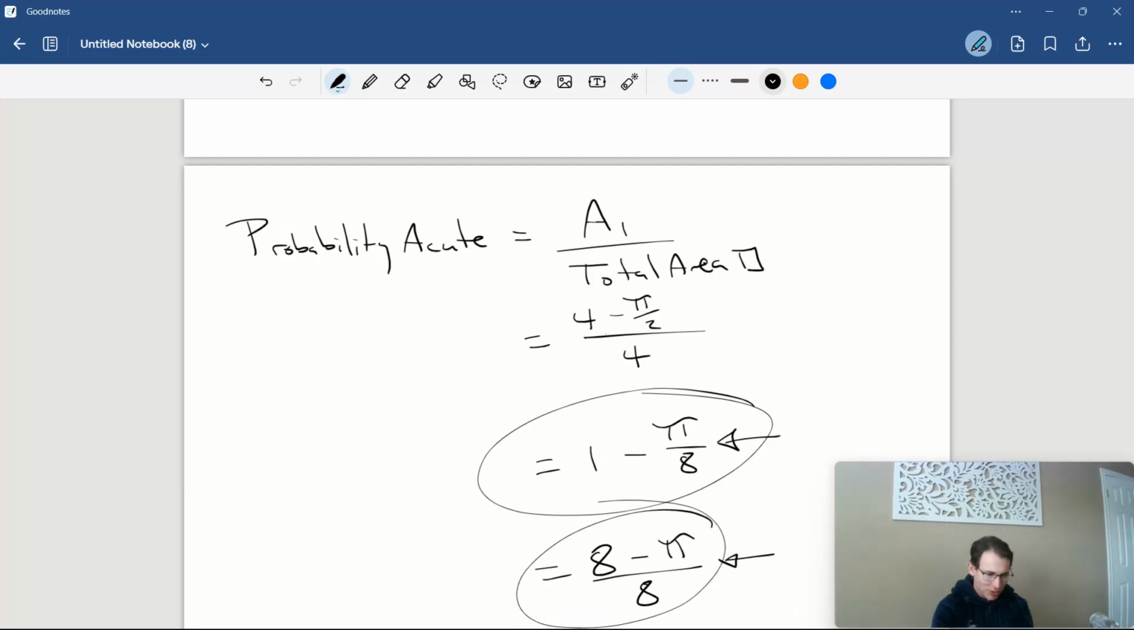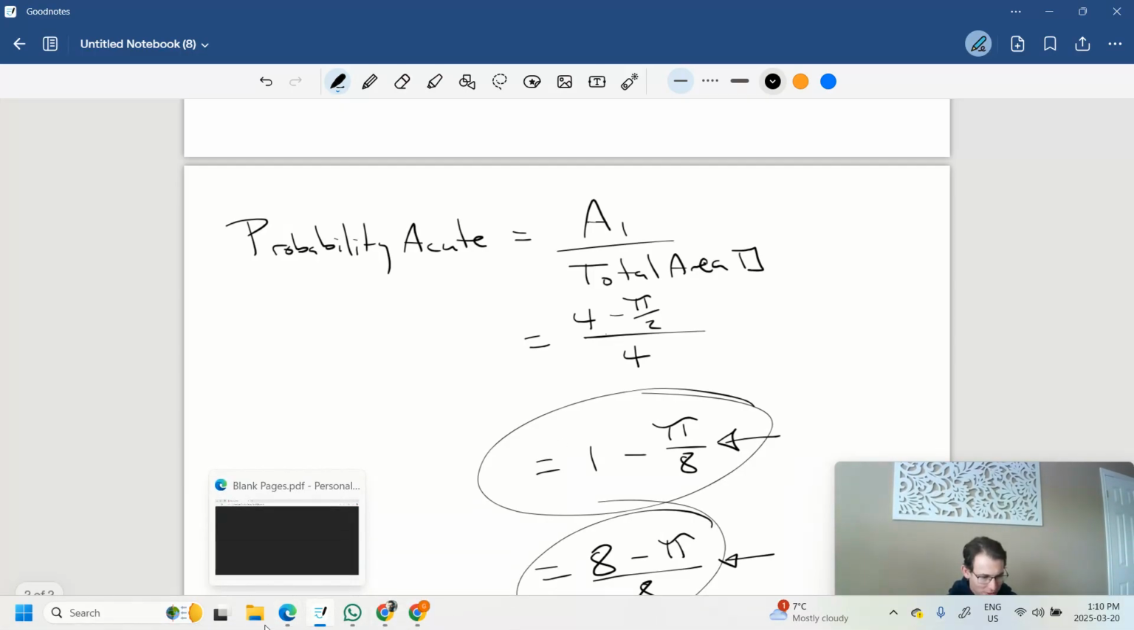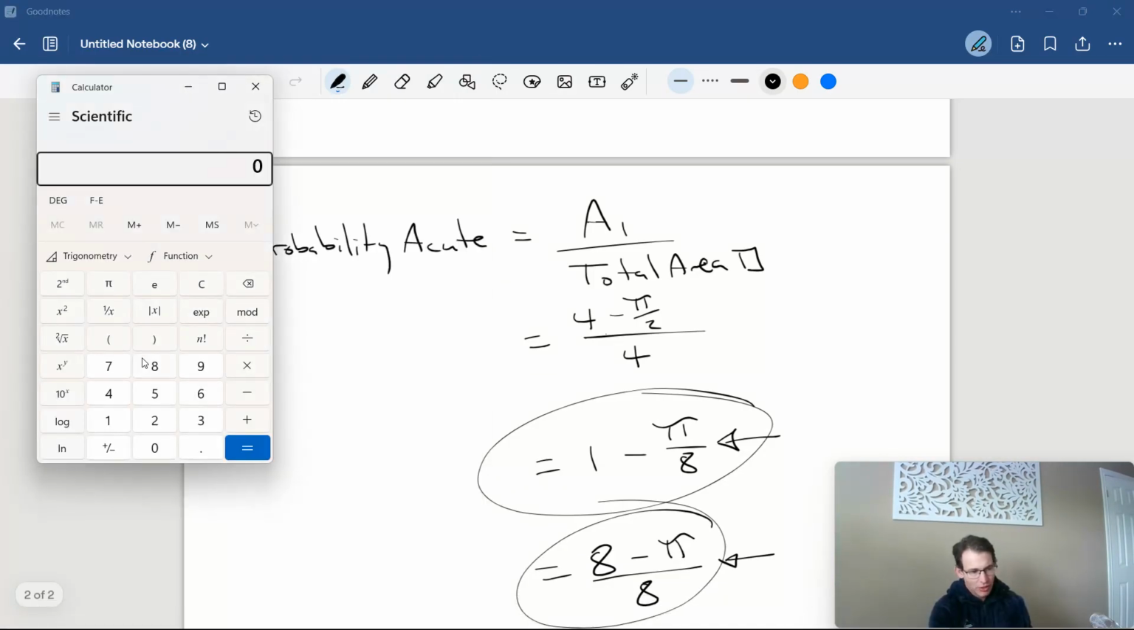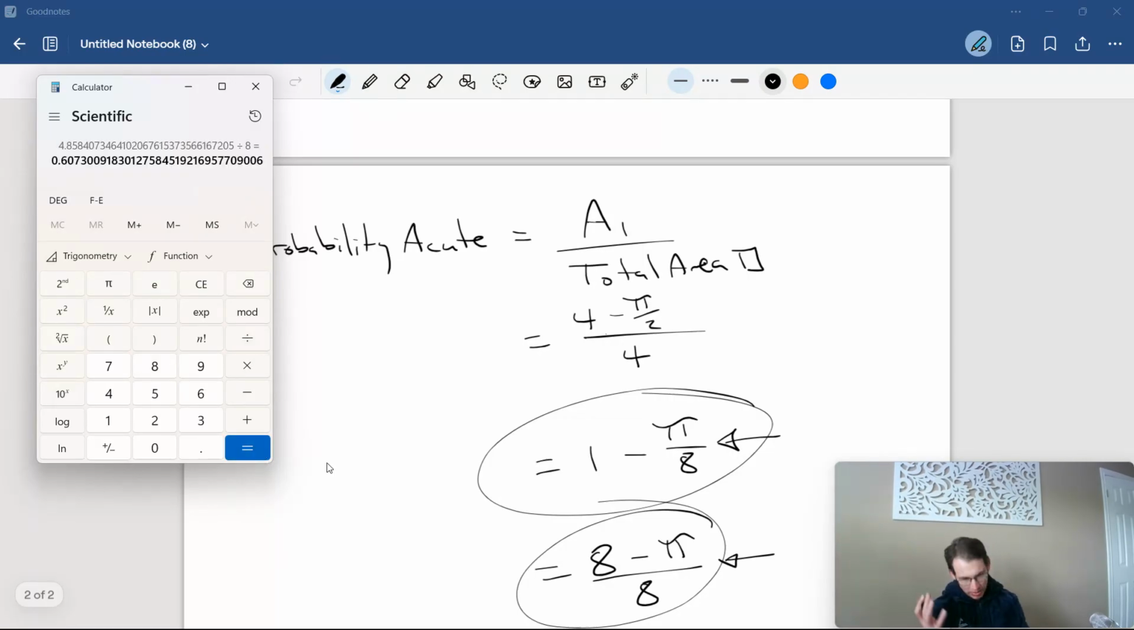What does that work out to as a decimal? I'm glad you didn't ask, but I'm going to find it out. 8 minus pi is equal to this 4.8 number. Then we divide it by 8, which is equal to about 61% chance. Okay, there's about a 61% chance that you get an acute angle.